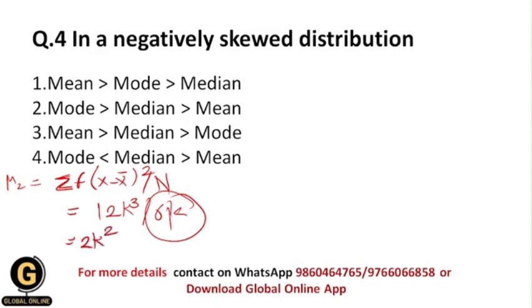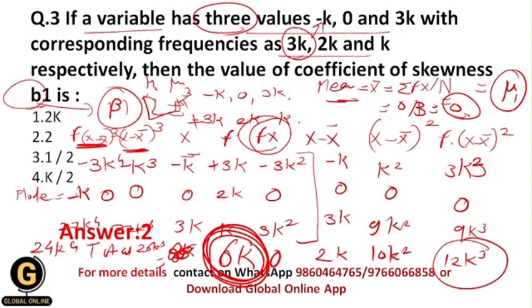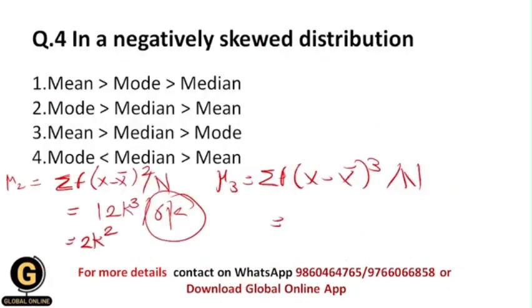Now let us find out the value of mu3, which is equal to summation of f into (x minus x bar) cube upon capital N. So now let us see over here what is the value of summation of f into (x minus x bar) cube, which is 24k raised to 4. Now all of you understood, and that's why it will become 24k raised to 4 upon 6k, so it will become 4k cube.